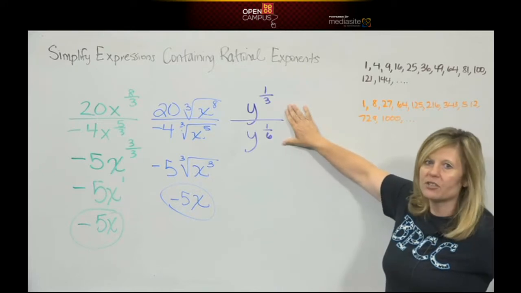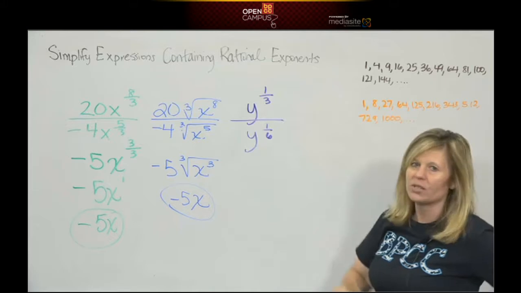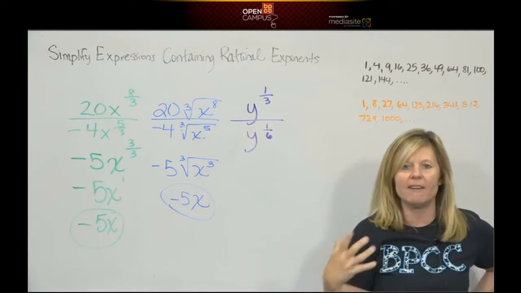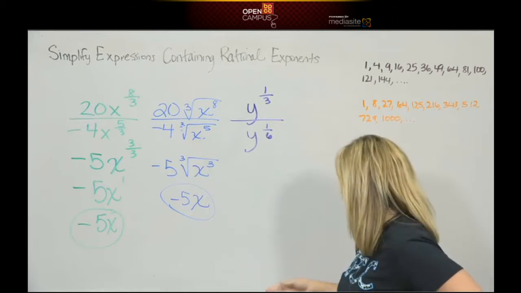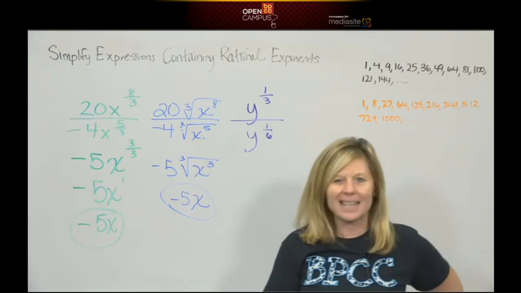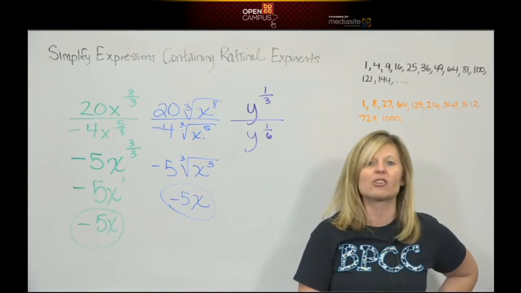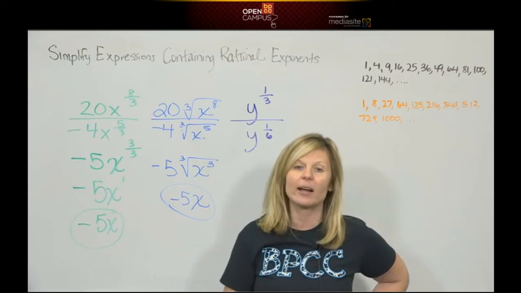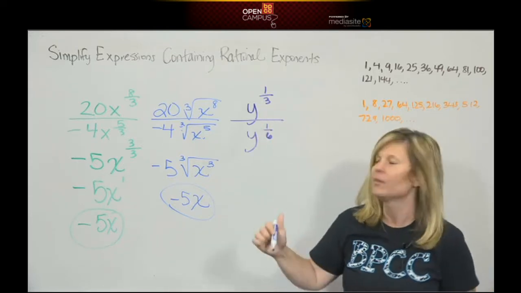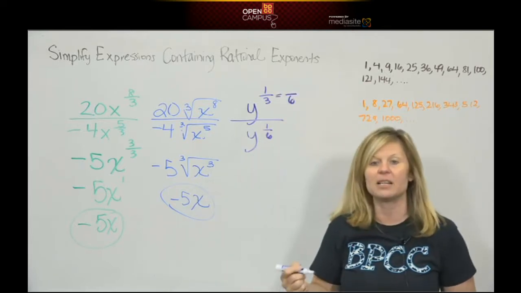Okay, look at our next expression. Y to the 1/3 divided by y to the 1/6. So we're dividing y's, and the rule is when you divide variables, you subtract your exponents. So your exponents here are 1/3 and 1/6. But can you subtract those exponents? No, because to subtract fractions, what do you all need? That's right, a common denominator. What's the common denominator of 3 and 6? Very good, it's 6.